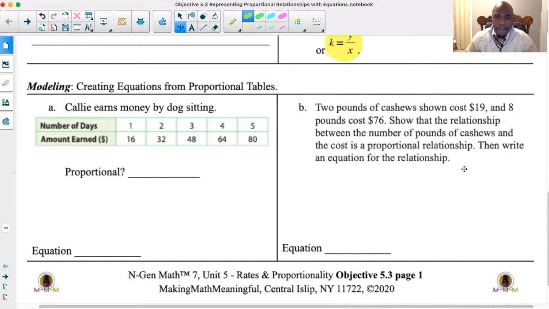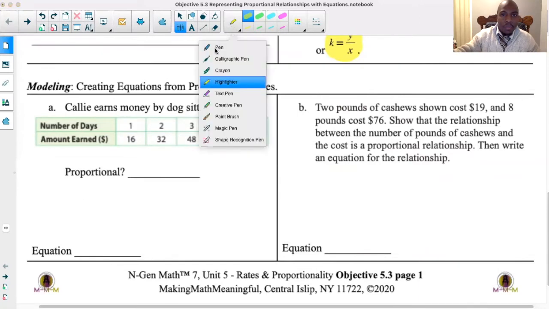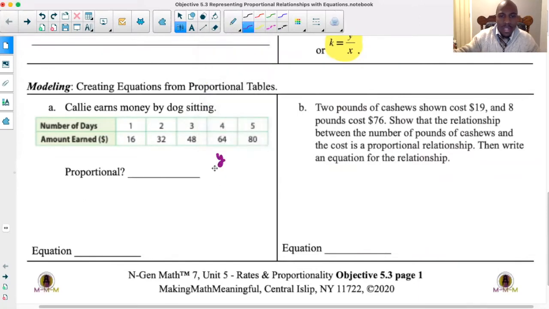Well, Ms. Orford, the only way I'll figure out if it's proportional is if I do y divided by x. So if I did y divided by x for every single one of these, which is going to tell me the constant, that's a k. I'm going to say, okay, what is 16 divided by 1?